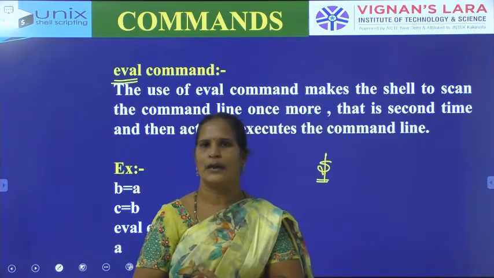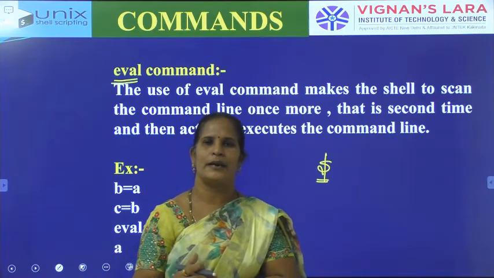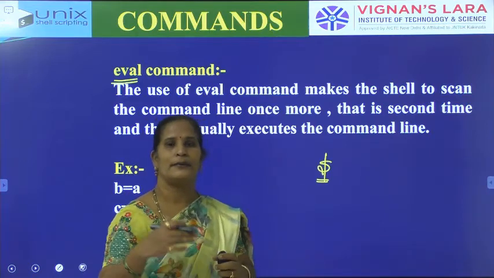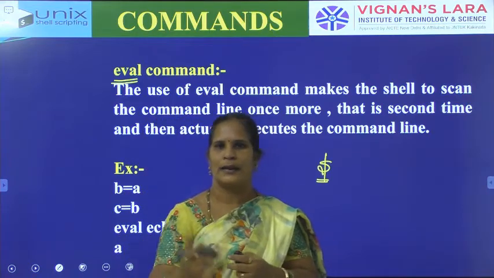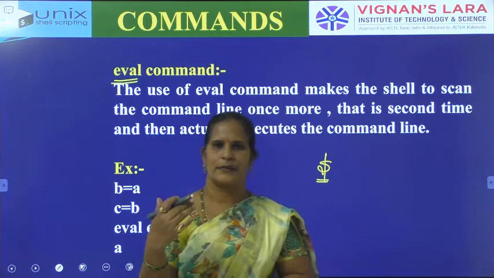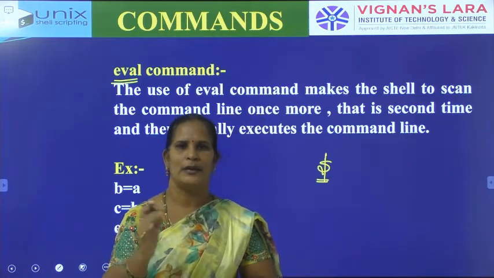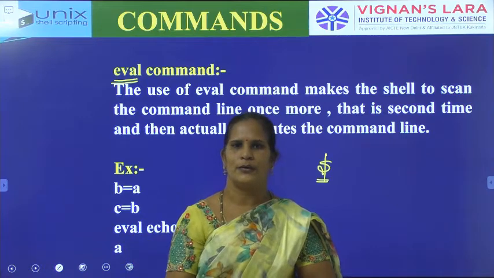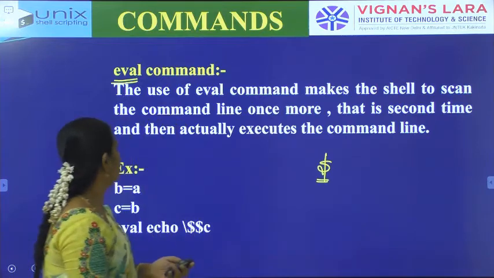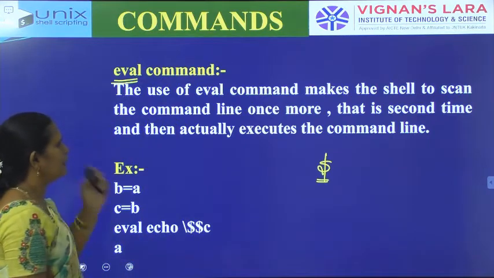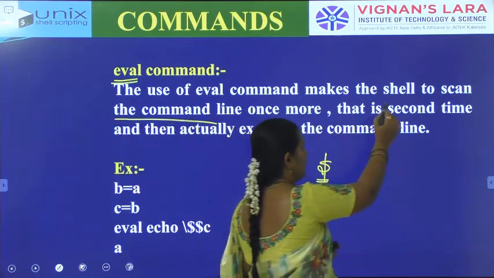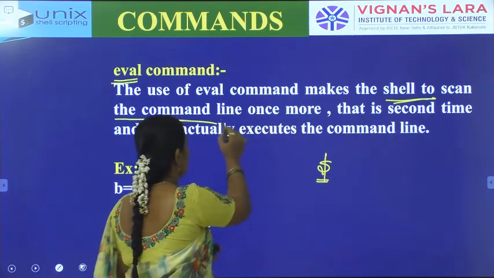Let's understand with a simple example. Here I assigned the letter A to a variable B: B equals A. In order to get the value of B, we type echo space dollar B, which prints the value and sends the result back to the shell. Next I specified C equals B. In order to get the value of C, echo space dollar C. Since the value of C is B, it is going to print B.